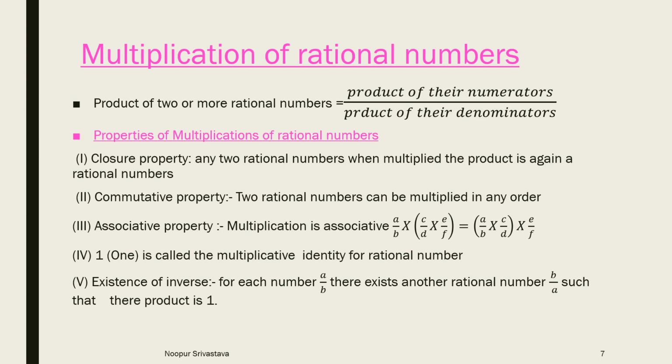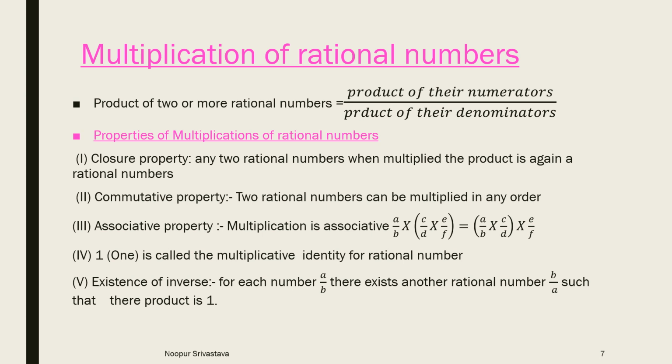Associative property. Multiplication is also associative. If A by B is multiplied to the product of C by D and E by F, it will give the same result when E by F is multiplied to the product of A by B and C by D. 1 is called the multiplicative identity for a rational number, because if 1 is multiplied to any rational number, the product will be the same rational number.